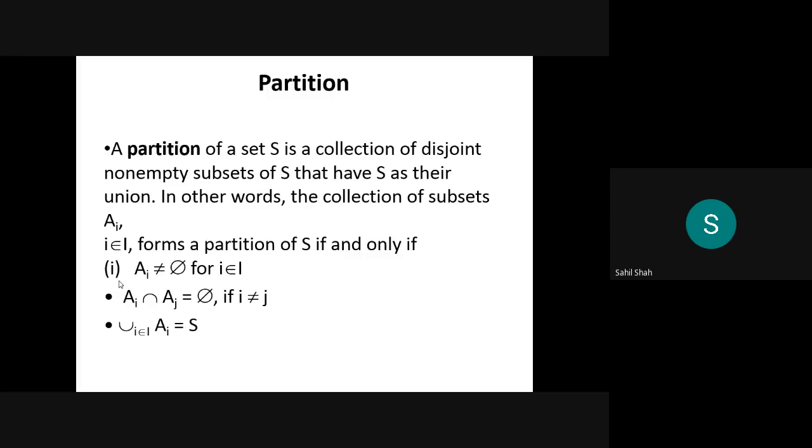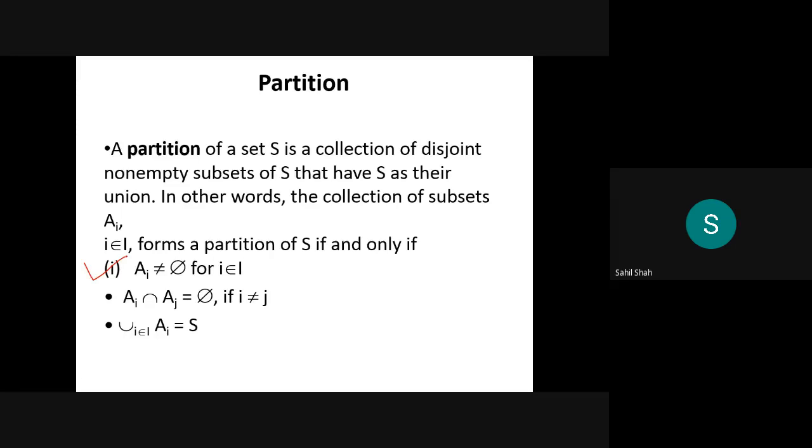So what is the first condition? Let me choose a marker. The very first condition is that if we form a partition of a set, the subsets should not be empty. Empty partitions are not possible. I will not have A_i equal to phi for any i belonging to the set of integers.